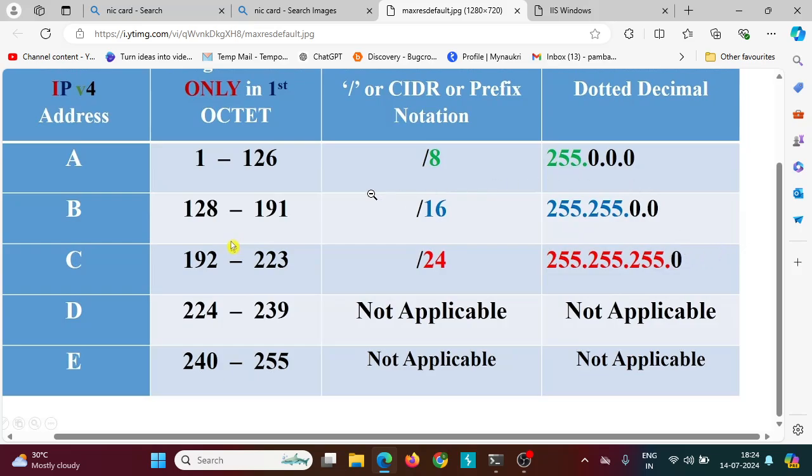When it comes to the class B range, 128 to 191, we can see there are two zeros. The first zero needs to go through 1 to 255, and then the next number becomes 1: 1.1, 1.2, 1.3 until 1.255. After that, this one will become 2, then 3, then 4, until it reaches 255. You can assume how many IP addresses will be provided through this range.